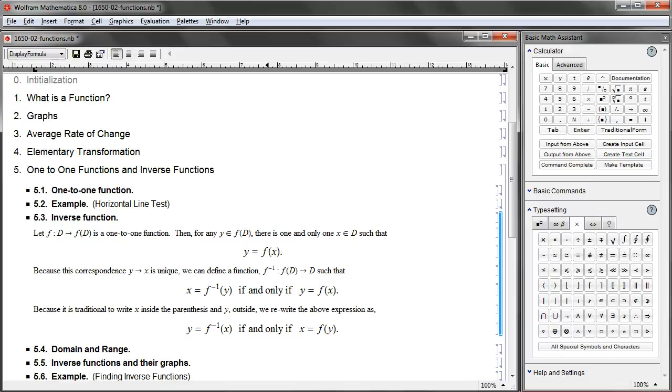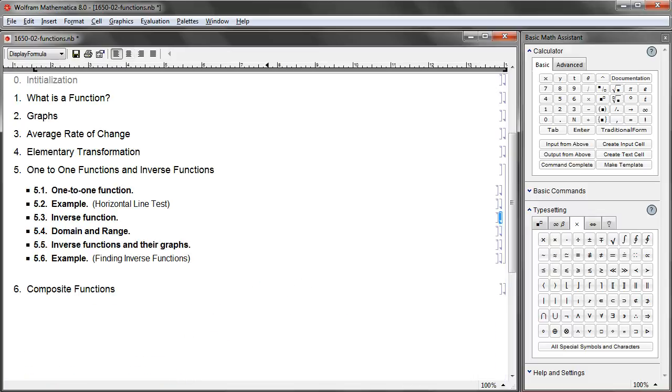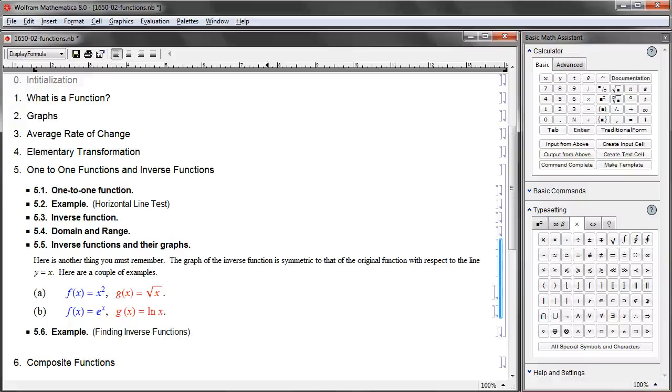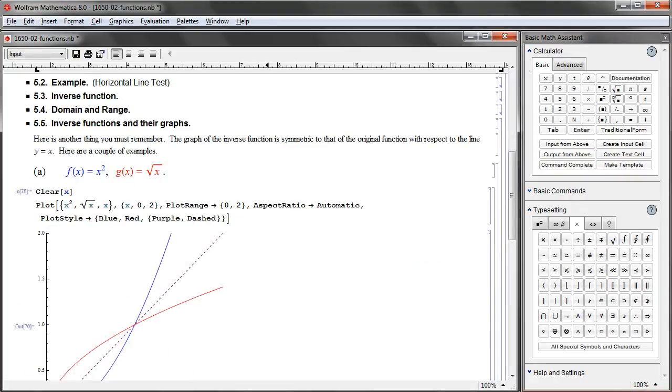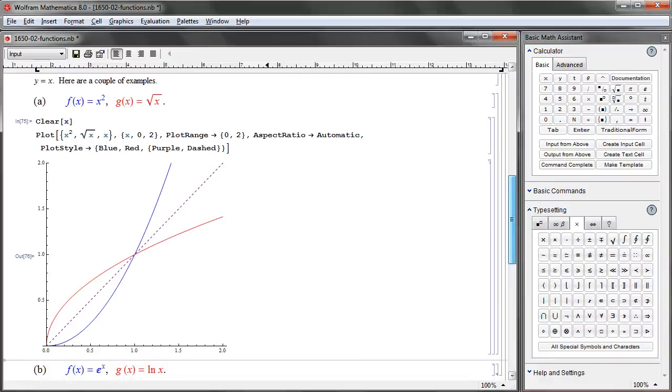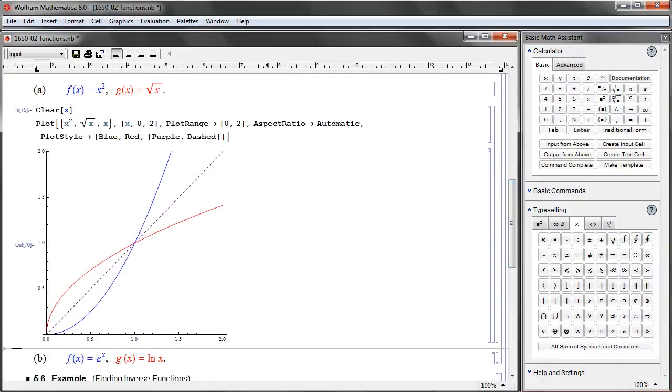Well, maybe I'm not really making too much sense, so let's go over an example here. Let's look at the graph first. I'm going to come back to 5.4 for domain and range, but let's look at the graph first. Visualization first. Here's a nice example. Blue is y equals x squared, f of x equals x squared, and then red is g of x equals square root of x.